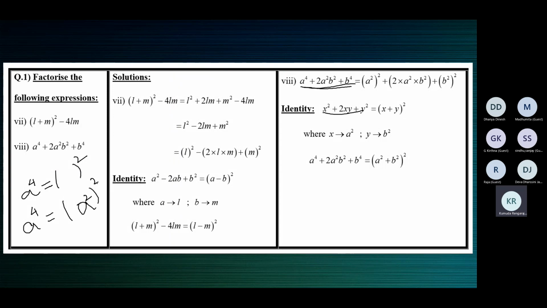Don't get confused like there's a square outside, there's a square inside also. Nothing like that. A to the power 4. How can you say it's a perfect square? Because I can write it as something in the bracket, whole squared. If it gives you a to the power 4, then a to the power 4 is a perfect square. So here in the bracket, we need to write a square. Similarly, b to the power 4 is a perfect square because it can be written as b square the whole square.